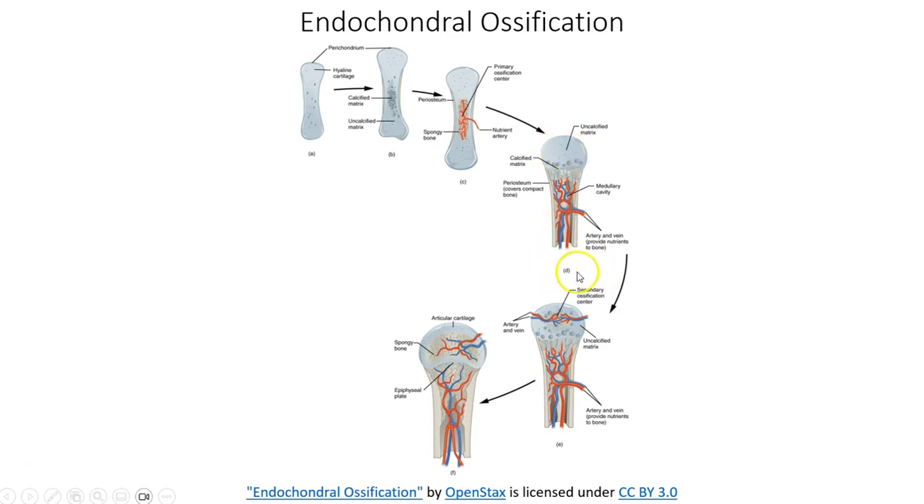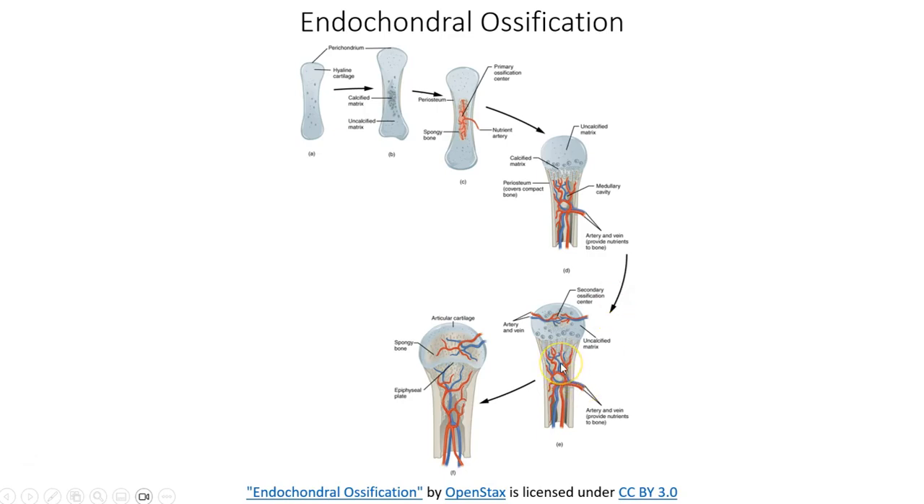All right, so in panel D, as you can see, the end of that bone is still uncalcified matrix, and the calcified matrix is down here, more in that metaphysis region of the bone rather than the diaphysis. And then our medullary cavity is pretty much fully formed here with that diaphysis down here. So that's pretty well established at this point in time.